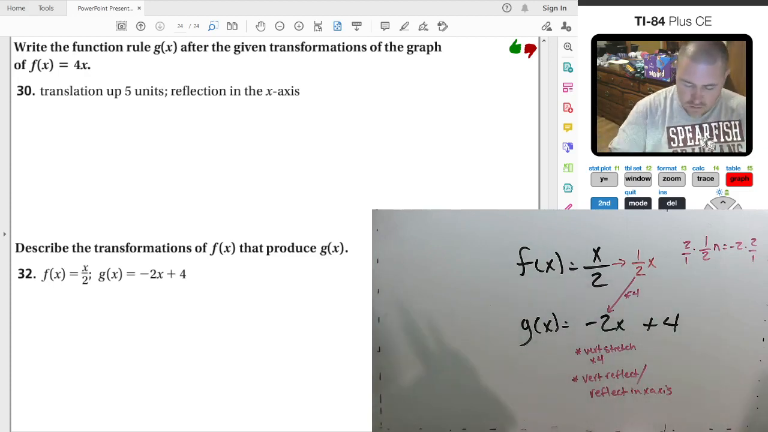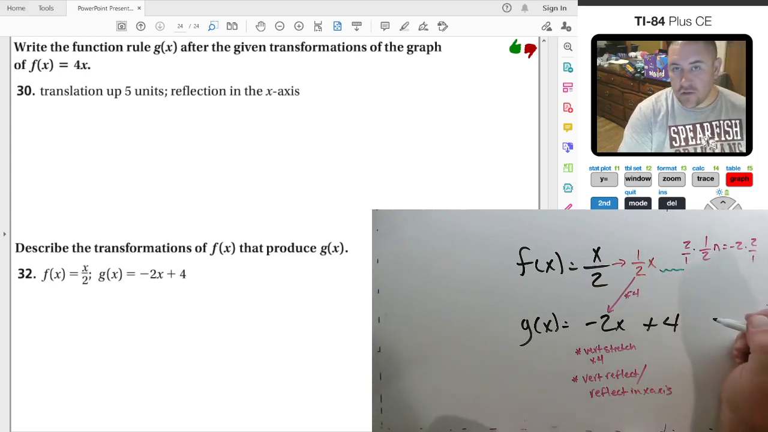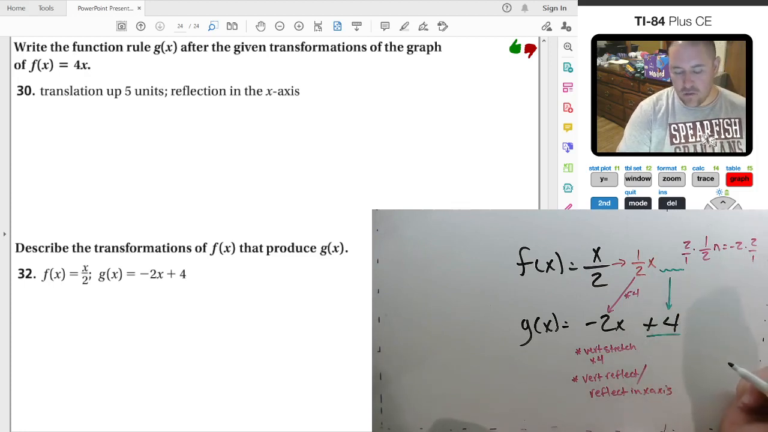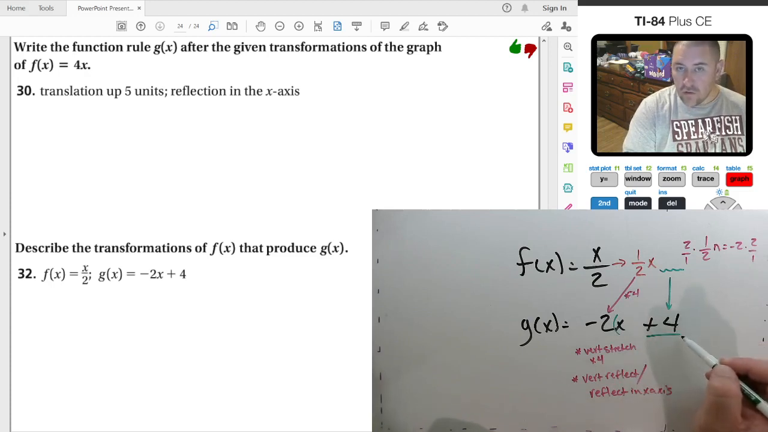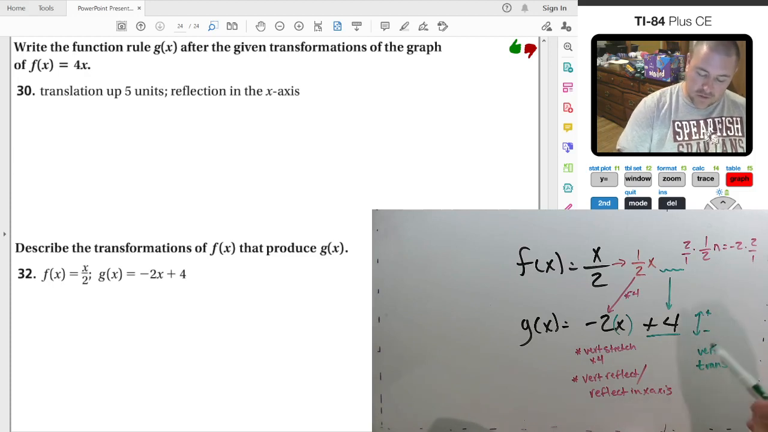So, potato, potato. And there was nothing outside of this in the k-spot, but now there is a +4 in the k-spot. Again, I know it's k because it's not grouped with the x. And k is my vertical translation spot. In this case, because it's +4, up 4 units.